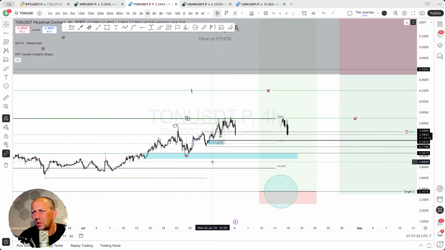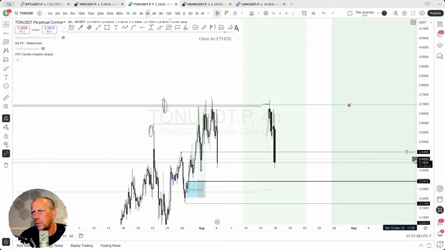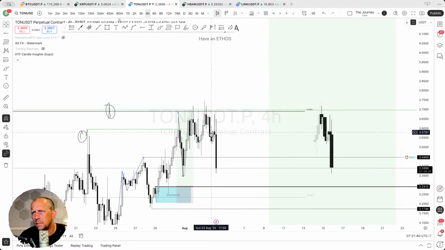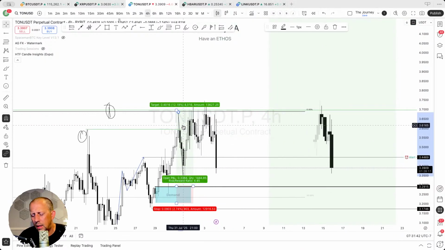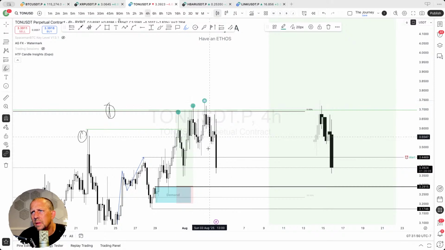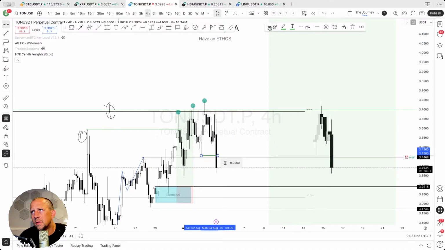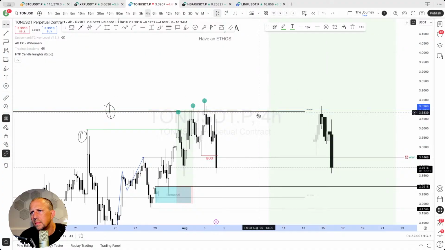Ton doesn't look so hot right now. I mean, it achieved a target we were looking for last week, and it kind of hit it with the dreaded 3-tap. And then you look to lose 4-hour market structure after that. And this is currently what worries me the most.